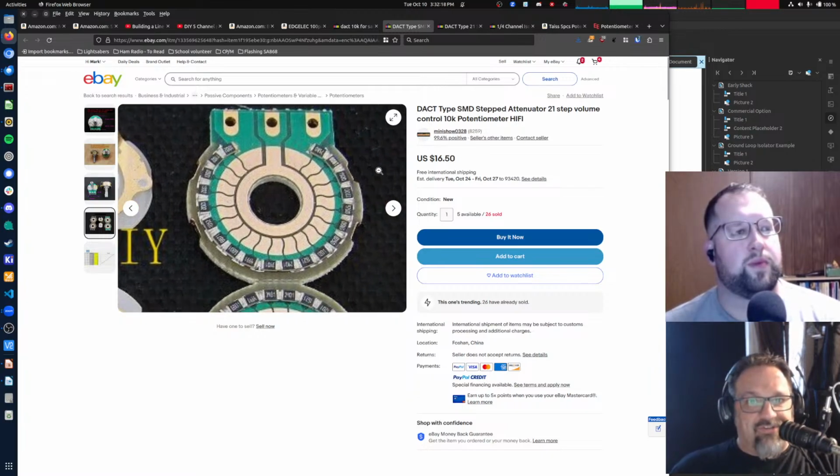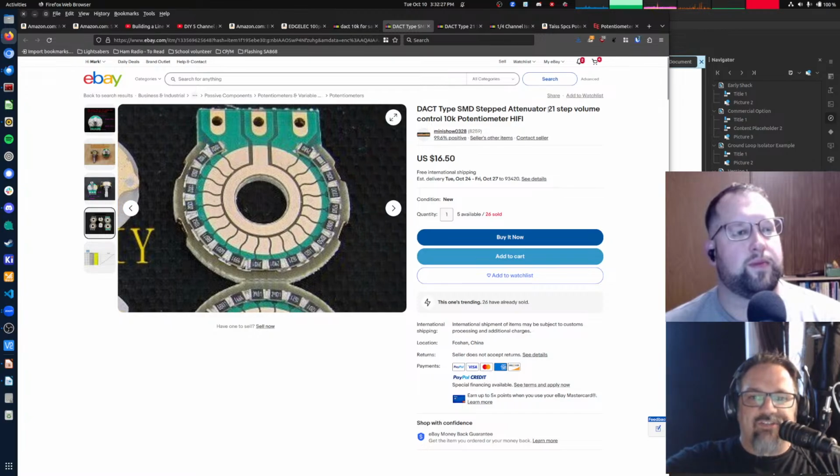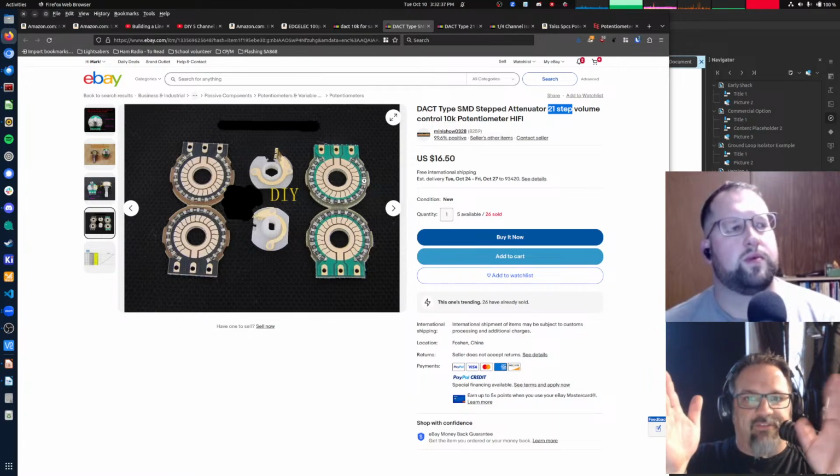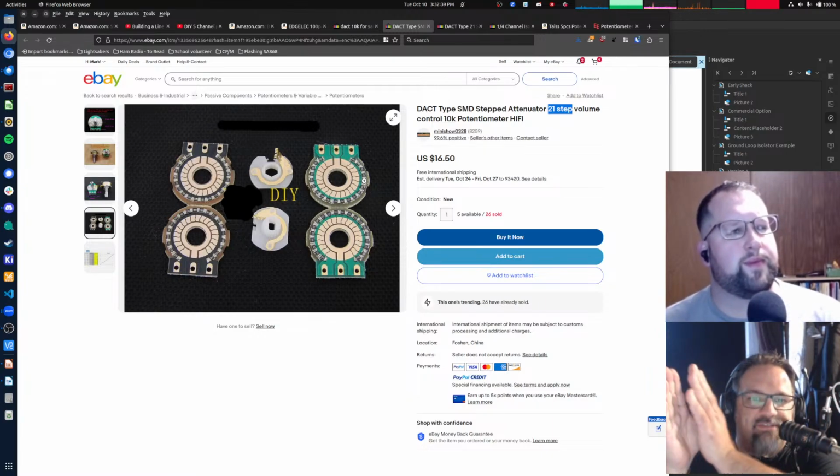Now, this means that you don't have an infinite range, right? You have these individual steps between each of these resistors. And so that's why it says it's a 21-step volume control, because I guess that makes it 20 resistors here that you can go like on the outside, and then 19 steps in between them all.